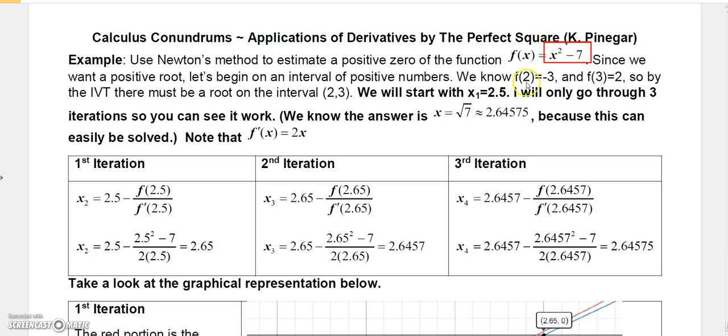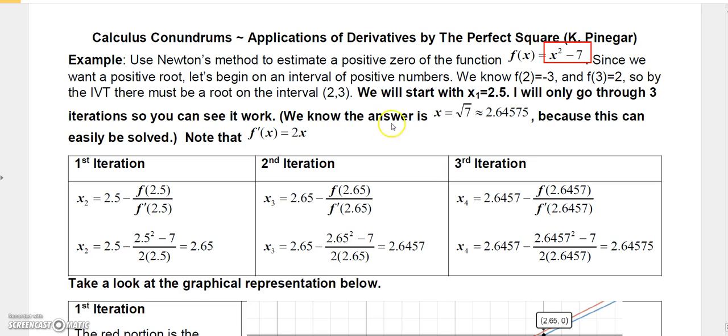So we know that if we evaluate this at 2, 2 squared minus 7 is negative 3. And if we evaluate it at 3, 3 squared minus 7 is 2. So by the intermediate value theorem, there must be some number between 2 and 3 such that f of that number equals 0. So let's start with the number halfway between 2 and 3, 2.5. I'm only going to go through 3 iterations so you can see it work.